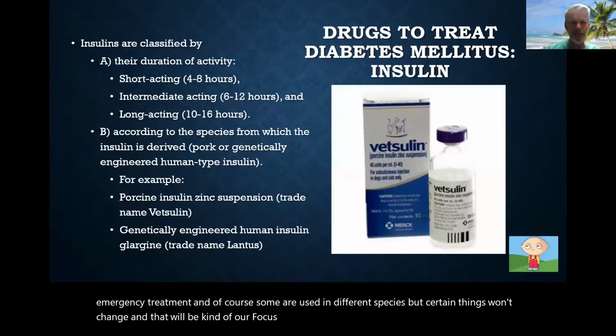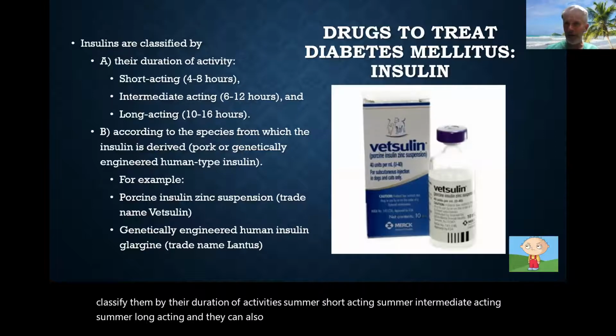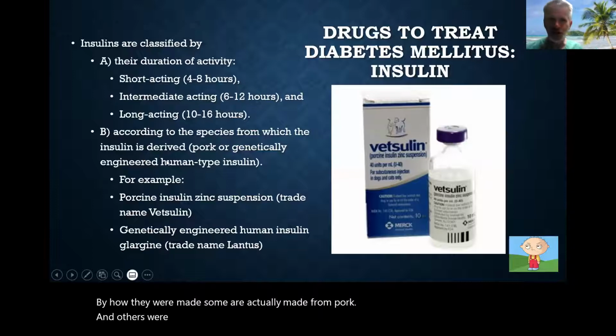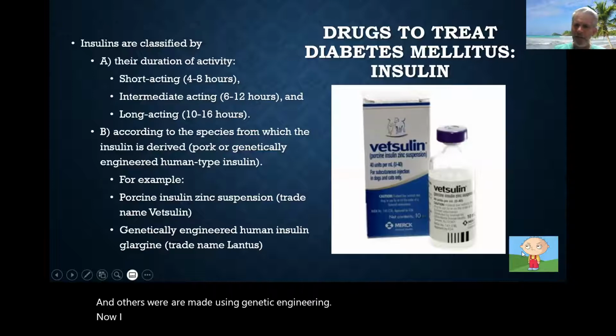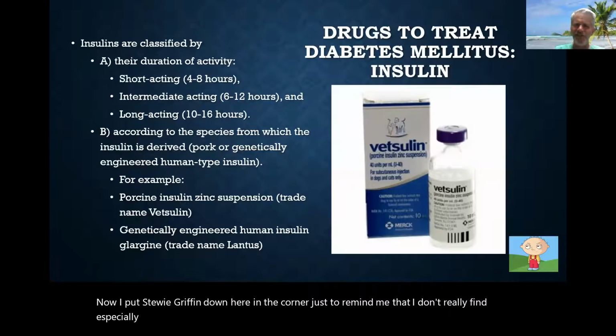So what are some of the different kinds? We classify them by their duration of activity. Some are short acting, some are intermediate acting, some are long acting, and they can also be categorized by how they were made. Some are actually made from pork, and others are made using genetic engineering. Now, I put Stewie Griffin down here in the corner just to remind me that I don't really find the pork versus genetically engineered distinction very helpful.